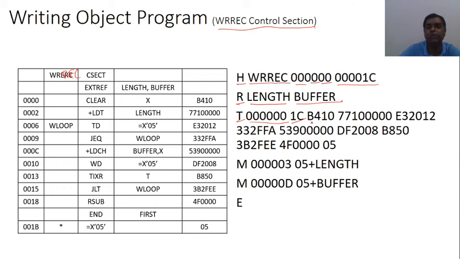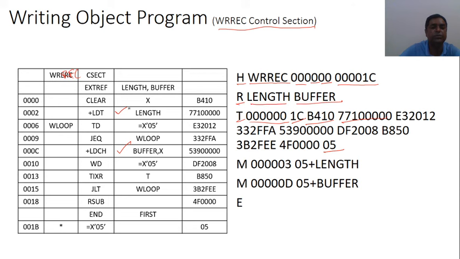So it is written here B410, then 771000000, this one, then this one, then this one, and until 05. At last, until 05 is written. Now we have to write the modification record. You can see here, in the EXTREF section, the symbols are LENGTH and BUFFER. Where LENGTH is used here, this requires a modification record. This one also requires a modification record. BUFFER is used here.